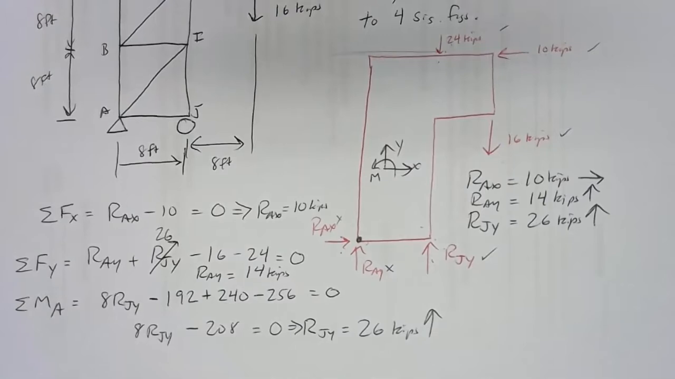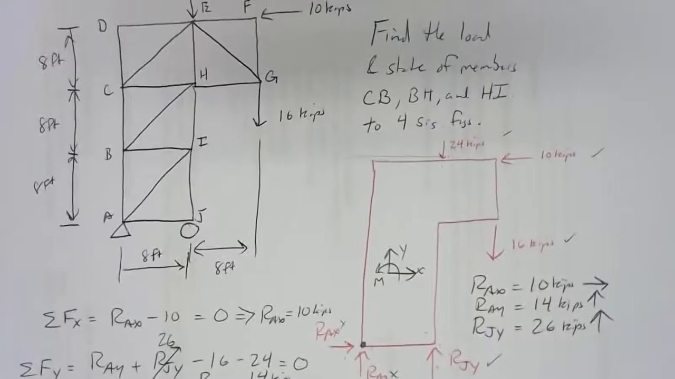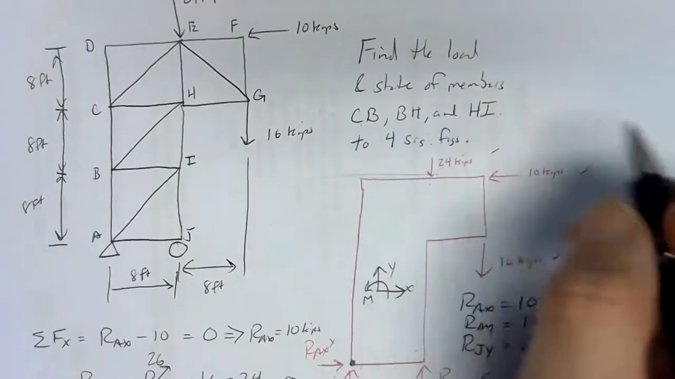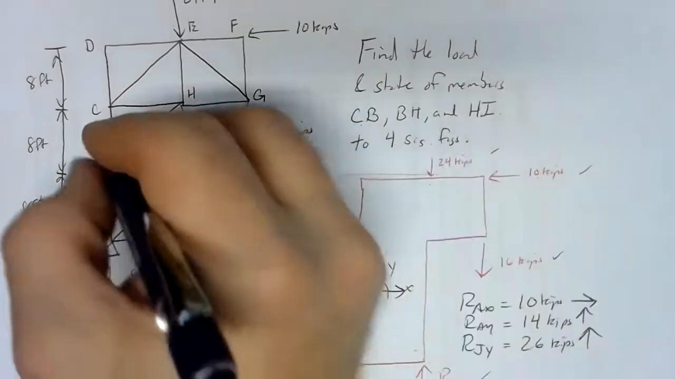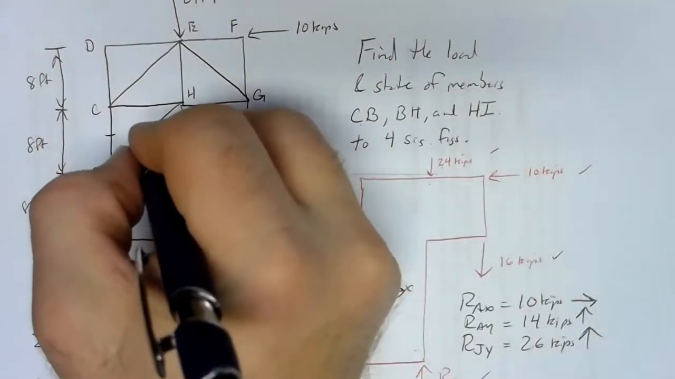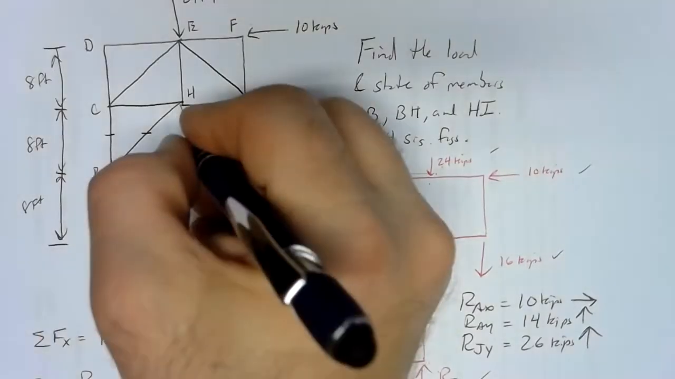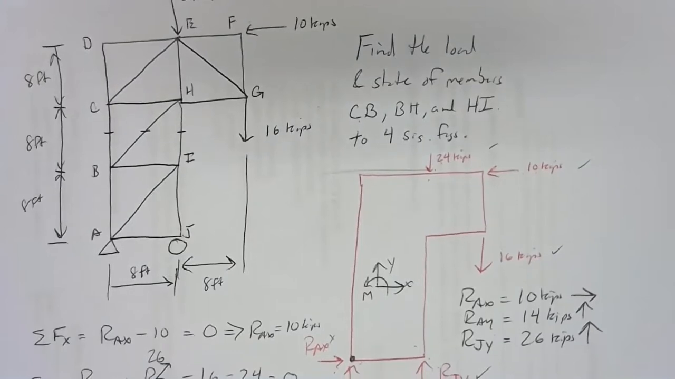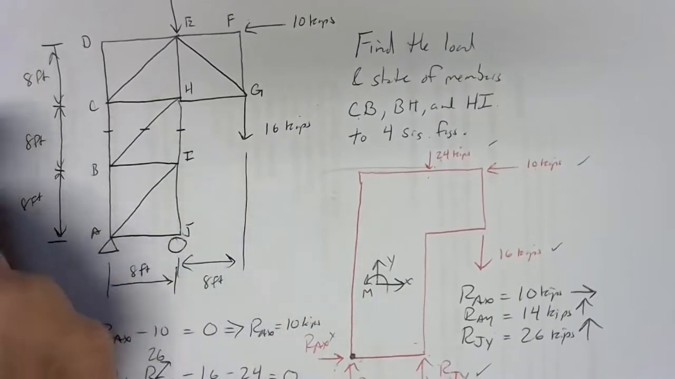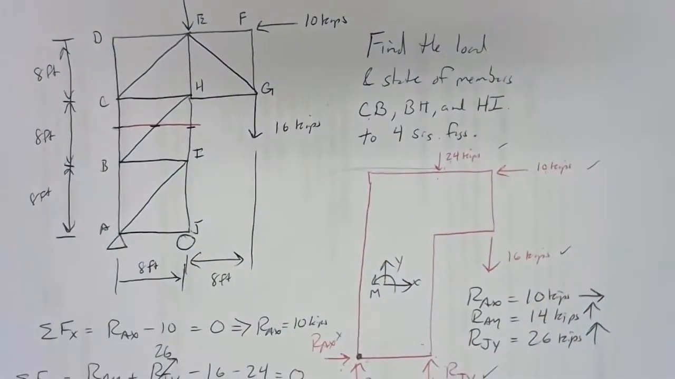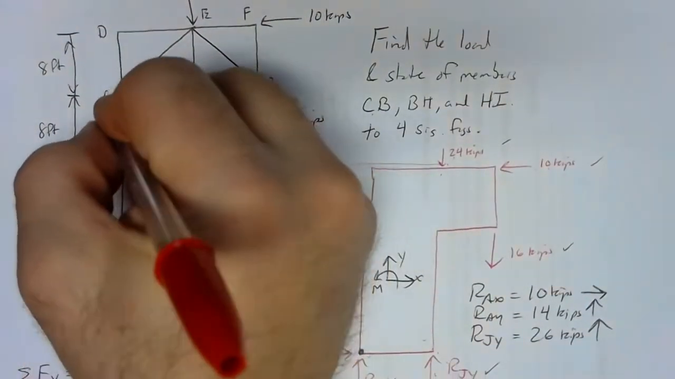To go further, we have to look at our cutting plane. And if we go back to what we want out of the problem, we want CB, it's that one right there. We want BH, which is that one there. And we want HI, which is right there. So right in a line, and we can close that relatively easily. So I'm going to draw my cutting plane right through there. I'm cutting through no more than 3 unknowns. And then I can close it.